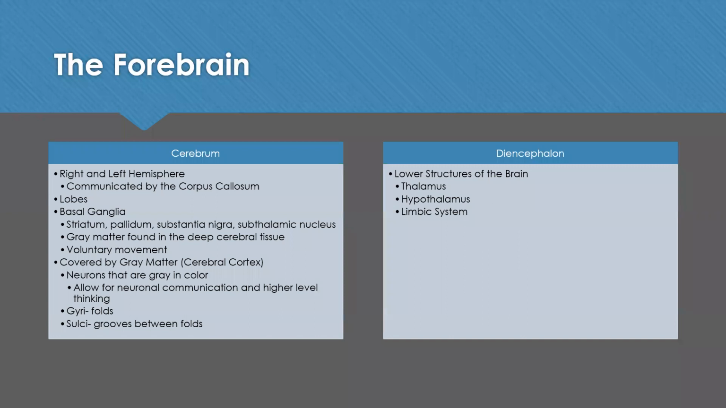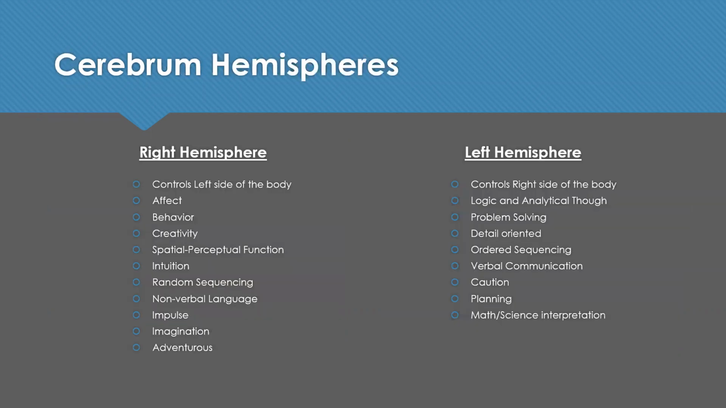Then in the diencephalon, we see the lower structures of the brain, like the thalamus, the hypothalamus, and the limbic system. And we'll break all this down. So as far as the hemispheres go, like I said, the cerebrum can be categorized as right hemisphere or left hemisphere. The right hemisphere controls the left side of the body and is also involved with our regulation of affect, behavior, creative use, spatial perceptual functioning, intuition, random sequencing, nonverbal language, so that would be like writing, facial perception, things like that, impulse, imagination, and adventurousness.